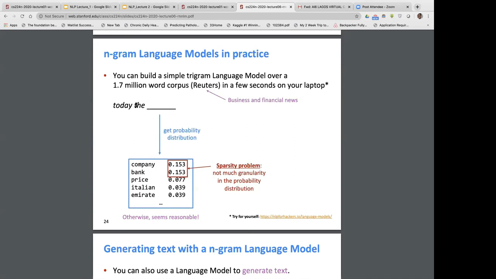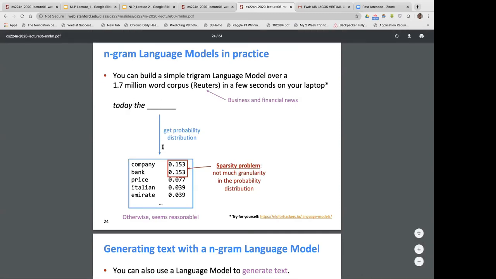The way text generation works is that you have a start word or a start sentence. Given that start word, your model will start generating the next word, and it goes on like that. Here, the start word is "today the". After training our model, she put the start word as "today the". Using the n-gram language model, it assigned probabilities of 0.153 and 0.153 to "company" and "bank".